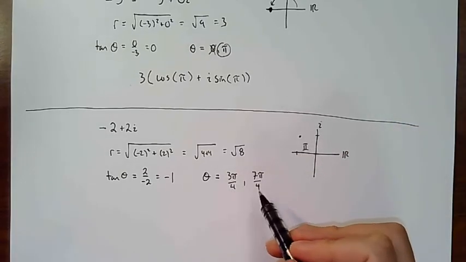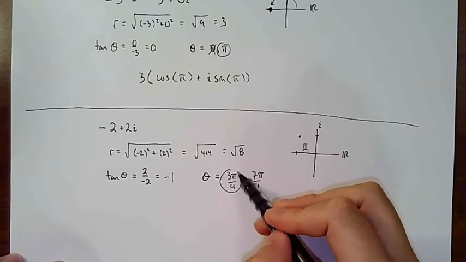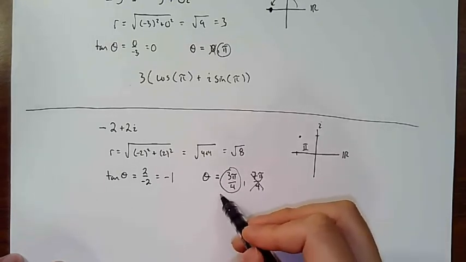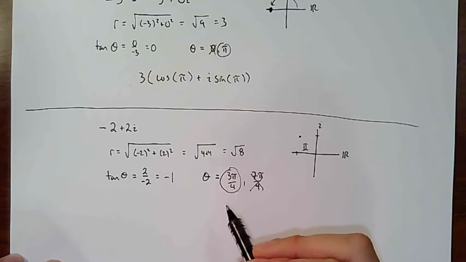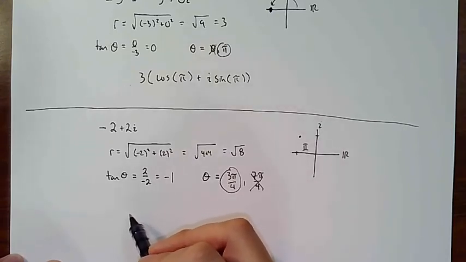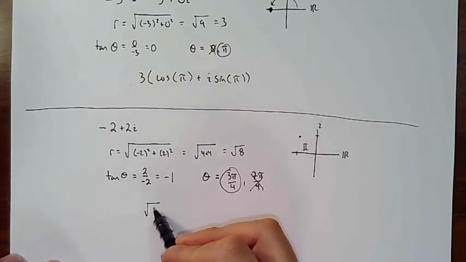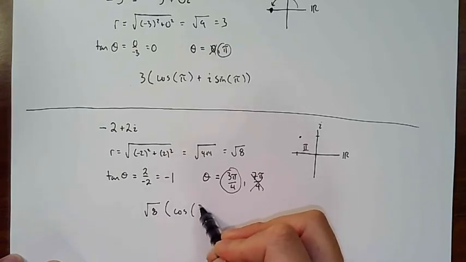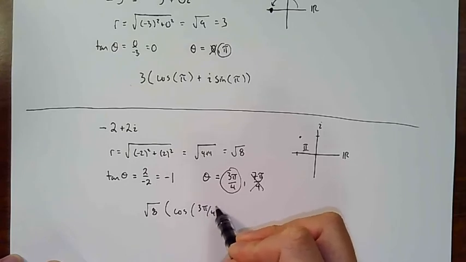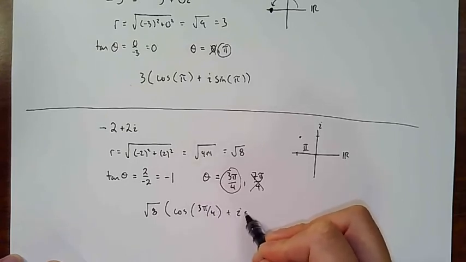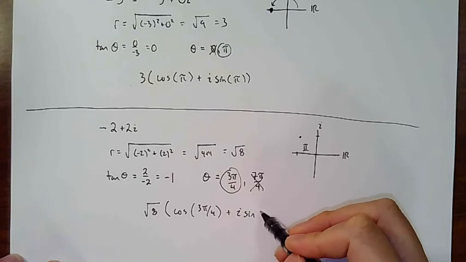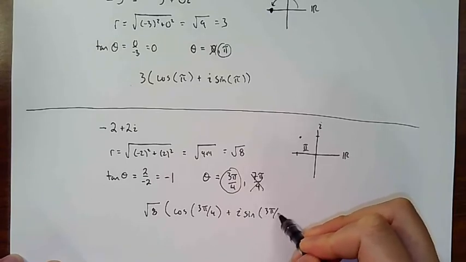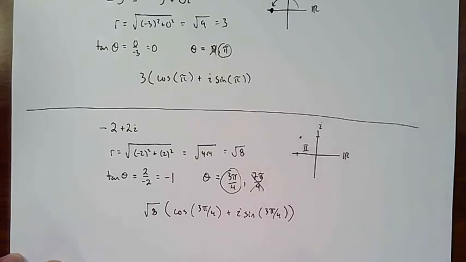Which of these angles is in quadrant 2? This one. So this is the appropriate angle, 3 pi over 4. So we can write this in trigonometric form. Square root 8 cosine 3 pi over 4 plus I sine 3 pi over 4. And we converted from standard form to trigonometric form.